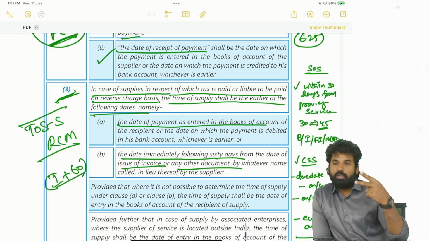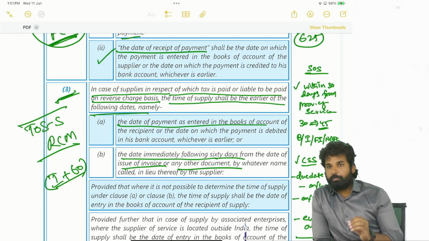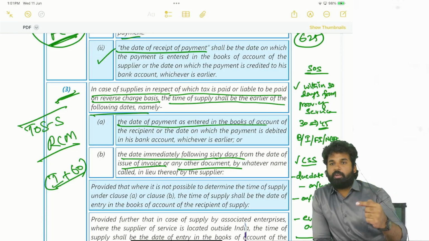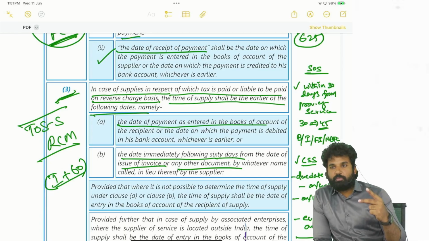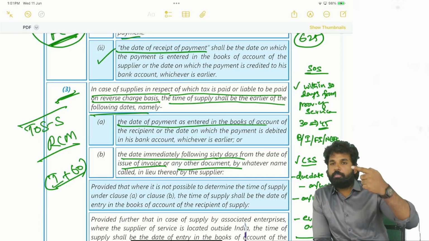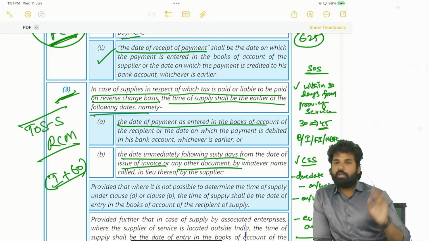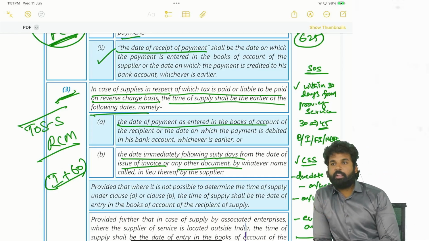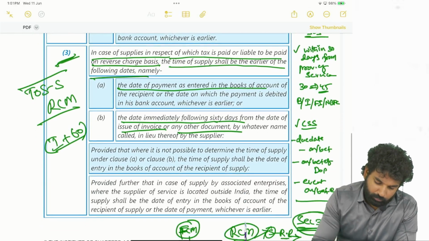In case of reverse charge mechanism, in order to fix the time of supply of services, there are two dates. One is date of payment or date of the 61st day from the date of invoice, whichever is earlier. Date of payment means date of debit in the bank account or date of entry in the books of accounts, whichever is earlier. So technically three dates will be there. So that's all. Okay, right.